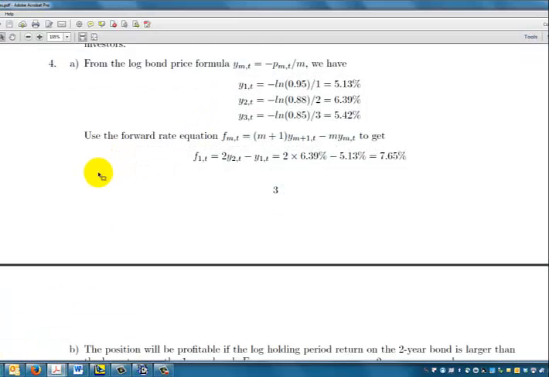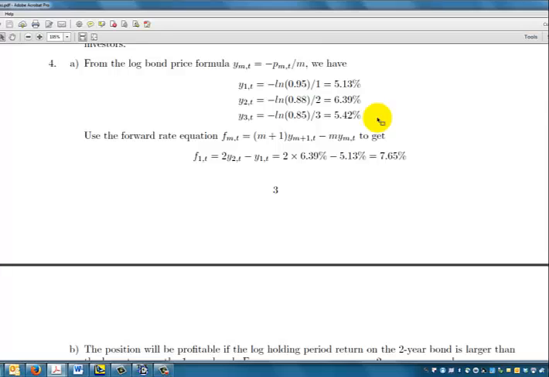Turning to the answers, part A is simply a matter of using the formula log y equals minus log p divided by m. So you just crank it out, and you get interest rates of 5.13%, 6.39%, and 5.42%.